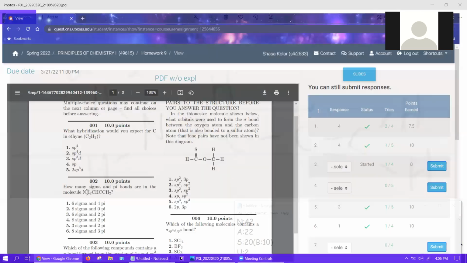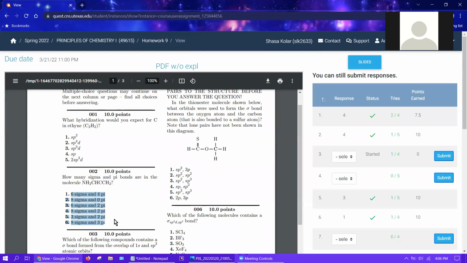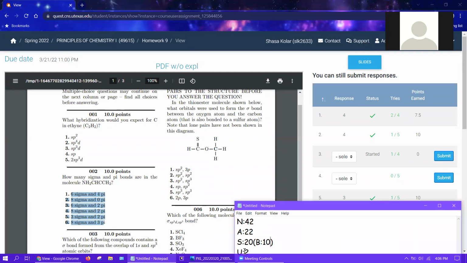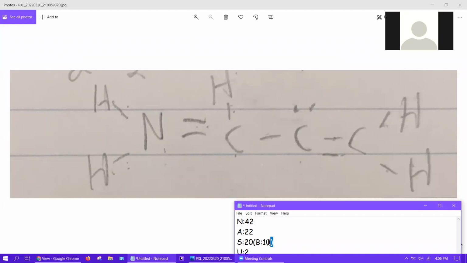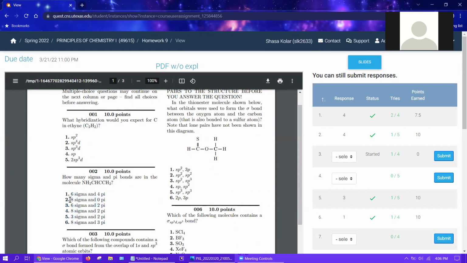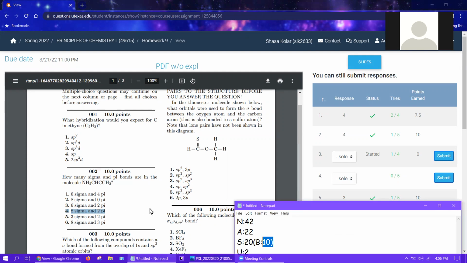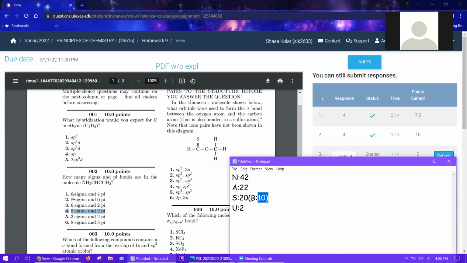All we need to know is how many sigma and pi bonds. So we can go at it even without looking at this or this. Well, not looking at this, sorry. Looking at this, we see we have 10 bonds, right? This is only 8 bonds. This is only 8 bonds. This is only 5 bonds. This is 13 bonds. Only 2 of these can be correct anyway, right? It can either be this one or this one because they both have 10 bonds. You can't have fewer sigma and pi bonds than you have bonds. So only 4 and 1 can be correct.